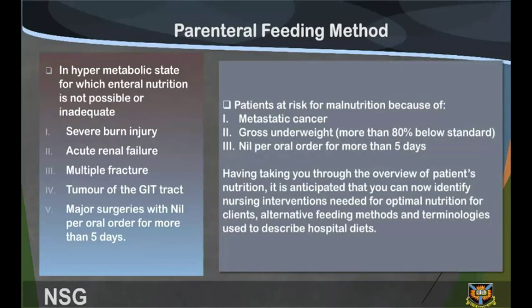Parenteral feeding method. In hypermetabolic state for which enteral nutrition is not possible or inadequate: severe burn injury, acute renal failure, multiple fracture, tumor of the GIT, major surgeries with nil per oral order for more than 5 days. Patients at risk for malnutrition because of: 1. Metastatic cancer. 2. Gross underweight, more than 80% below standard. 3. Nil per oral order for more than 5 days.